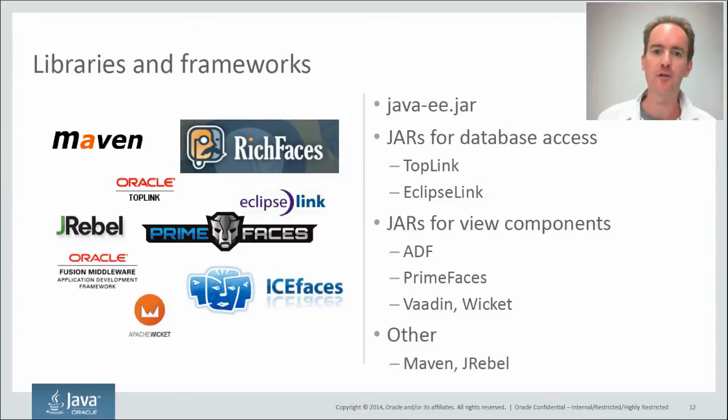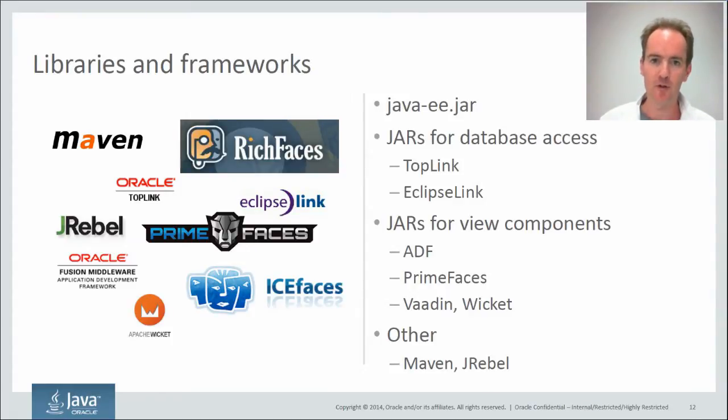And there are also external parties, external organizations that can make use of these specifications as the basis of their own implementation. So for database access, there is TopLink and EclipseLink, which are based on the standards that Java EE provides. On the view layer, there's ADF, there's PrimeFaces, Vaadin and Wicket, and many other view libraries that are based on the standards that Java EE provides.